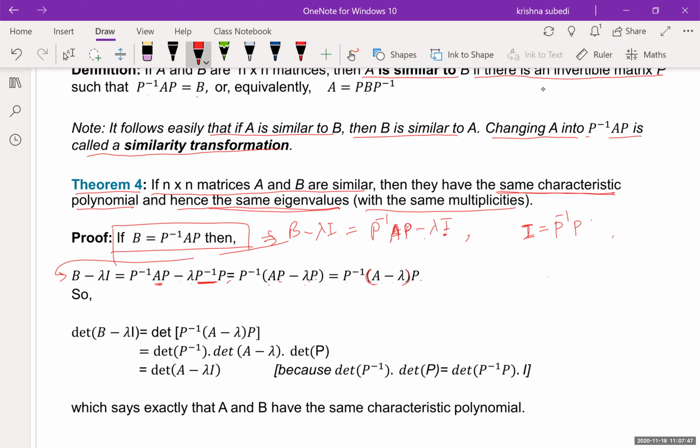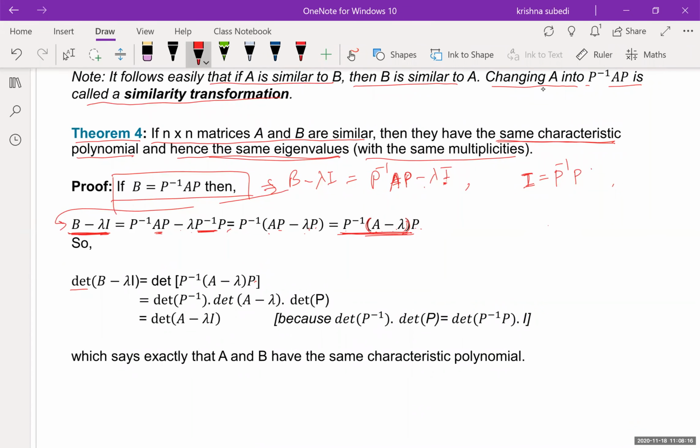So now I can write that because B minus lambda I equals P inverse times A minus lambda I times P, I can take the determinant. This is a matrix, this is another matrix. If the two matrices are equal, that means the determinants must be equal. So the determinant of B minus lambda I must be equal to the determinant of P inverse times A minus lambda I times P. Now, using the rule of determinants, that the determinant of AB is equal to the determinant of A times the determinant of B, which we know from chapter 3, we get the determinant of P inverse, the determinant of A minus lambda I, and the determinant of P.